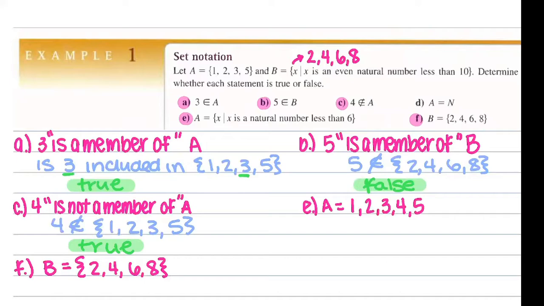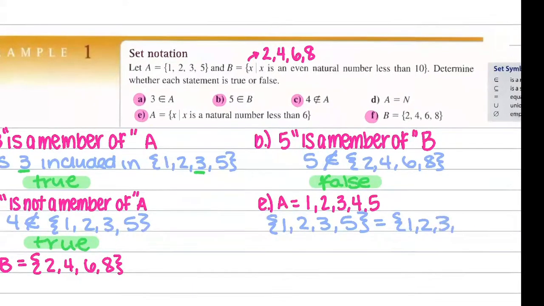For E, A is equal to a natural number less than 6. Well, a natural number less than 6 is 1, 2, 3, 4, 5, or 6. Or sorry, less than 6 doesn't include 6. So 1, 2, 3, 4, or 5. A is 1, 2, 3, and 5. So is the set 1, 2, 3, and 5 equal to 1, 2, 3, 4, and 5? Because there's that 4 in the second set and the 4 is not in the first set, these two are not equal. So this is false.